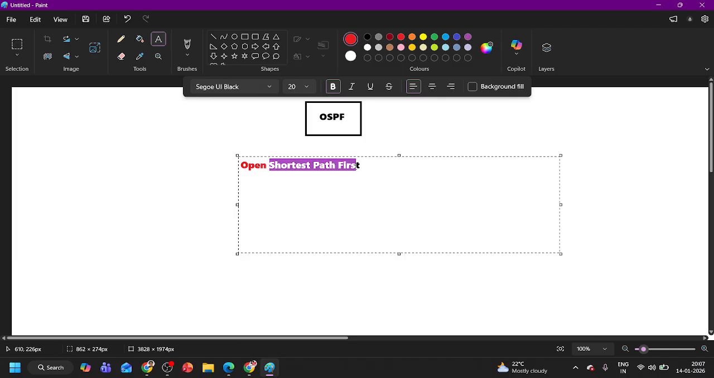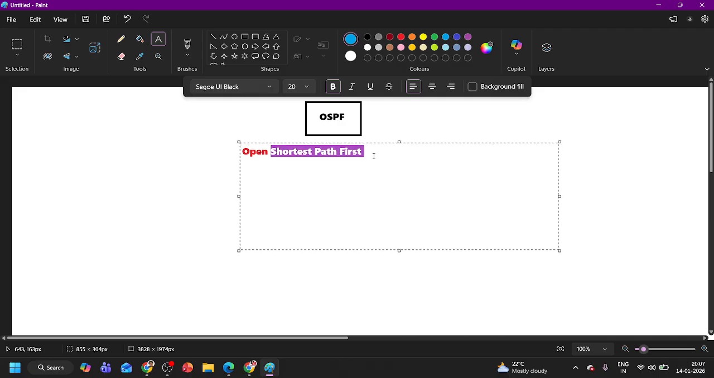And shortest path first is an algorithm. Like EIGRP uses which algorithm for best path selection? The DUAL algorithm. Similarly, OSPF uses the SPF algorithm, shortest path first, and it is an open standard protocol. That's why we say Open Shortest Path First. Like the DUAL algorithm in EIGRP calculates FD, RD, successor and feasible successor, here we'll understand the SPF formula to calculate the metric.